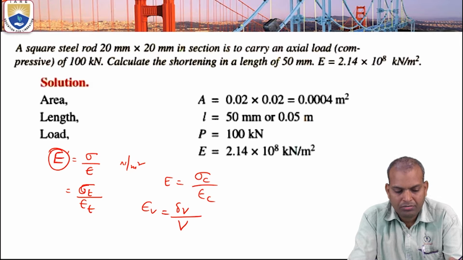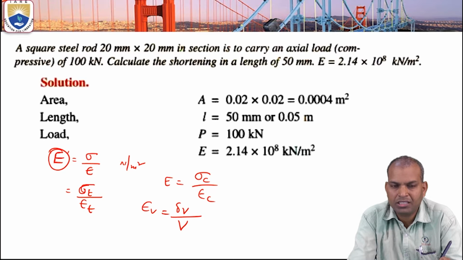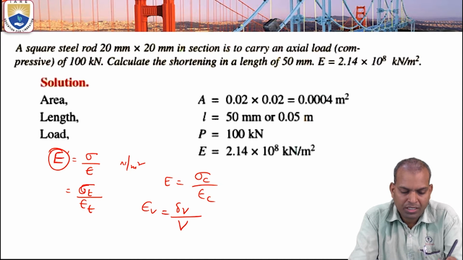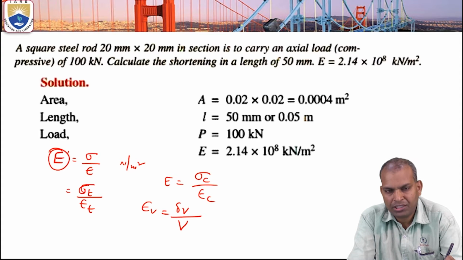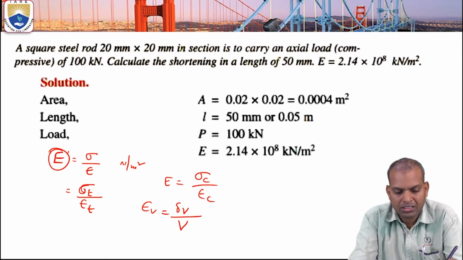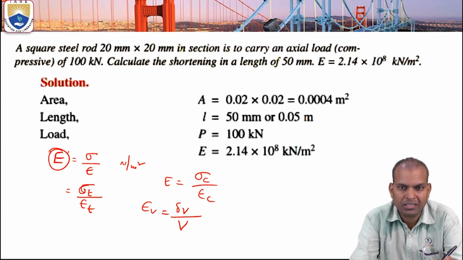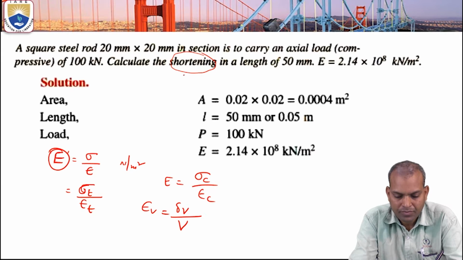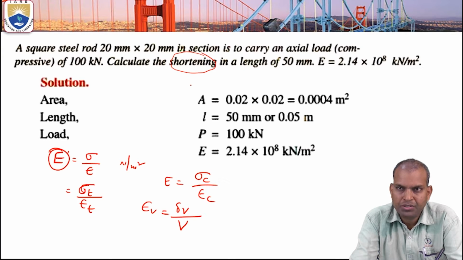So here a square steel rod, with a square cross section of 20 by 20, is carrying an axial load. The axial load here is a compressive axial load. Then calculate the shortening in a length of 50 millimeters. Shortening means a decrement in length, that is delta L. And the modulus of elasticity is given here. It is 2.14 times 10 power 8 kilonewton per square meter.